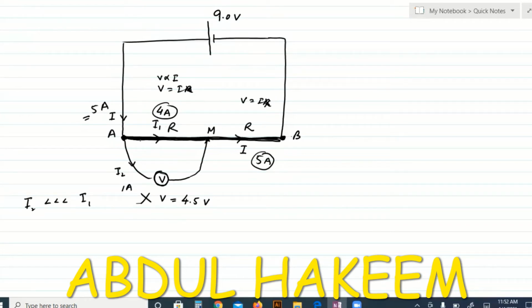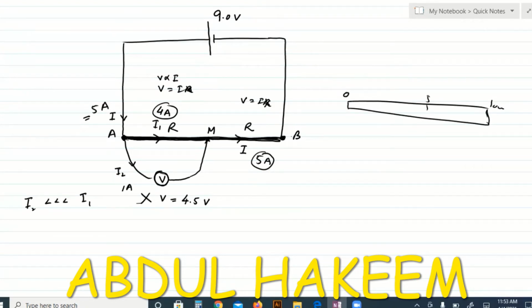And the second reason is, it is not confirmed, when M is placed exactly at the middle of the AB wire, that the diameter of the wire is uniform. We have no confirmation. Suppose the wire is like this. So this is the 0 mark, this is the 10 centimeter mark, this is the 5 centimeter mark. So this diameter average is small. This is large. So here resistance is large.